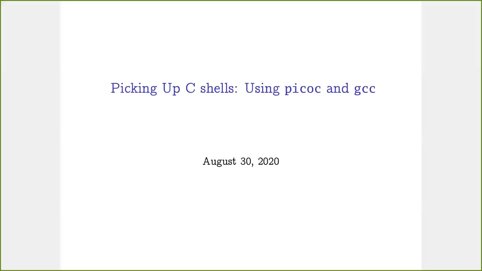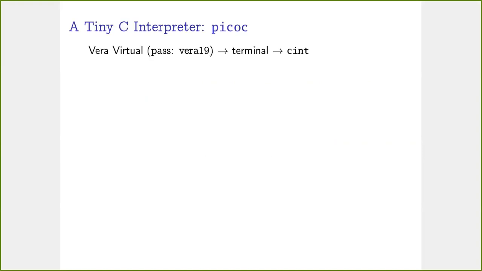Let's begin to understand how to use the C interpreter Picoc and the C compiler GCC. First, with the interpreter. You can get to the interpreter by logging into Vera Virtual, opening a terminal, and entering cint for C interpreter. And what you'll come to is the Picoc prompt. At this prompt, you can enter C instructions, such as int a equals 20.